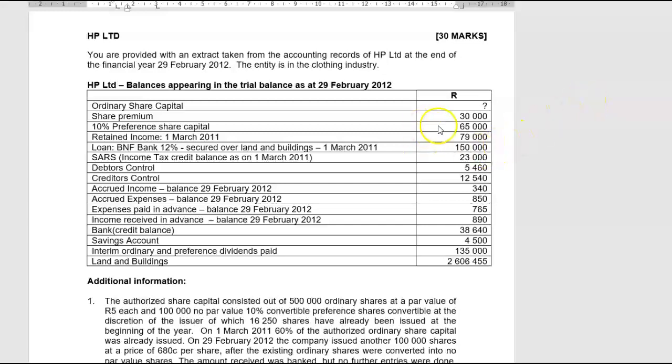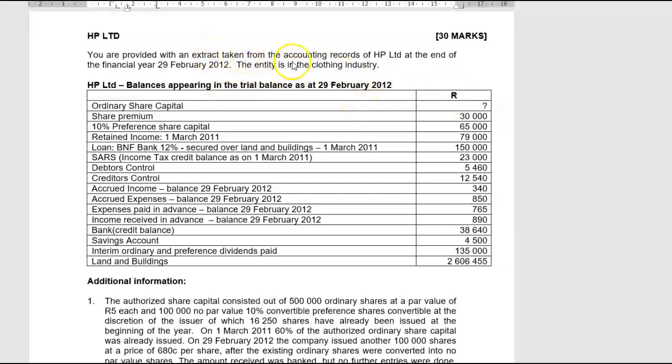HP Limited is an excellent exercise which shows you exactly how disclosure of share capital should be made in the financial statements. So make sure that you can do it this way, make sure that you understand all of the disclosure requirements, and obviously make sure that you can do the question.